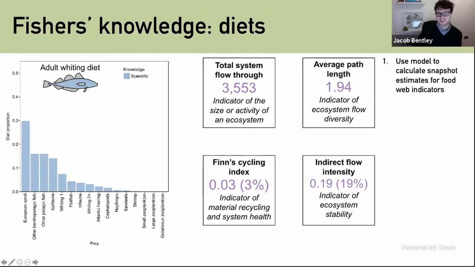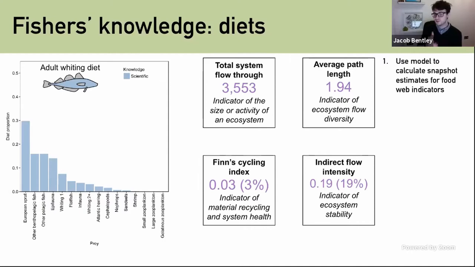And initially here, what you see on the left is just an example of whiting diet, just using stomach record data at this point to get these snapshot indicator values. But because we had a whole wealth of stomach contents data, we wanted to explore the uncertainty within that data. So instead of getting a single value for a network indicator, we wanted to get a distribution value for that indicator.